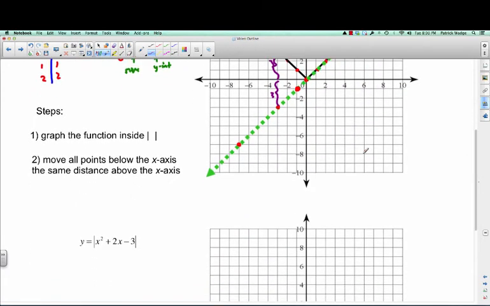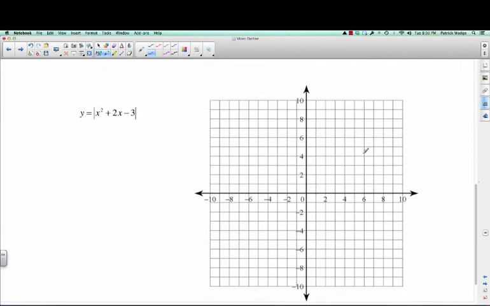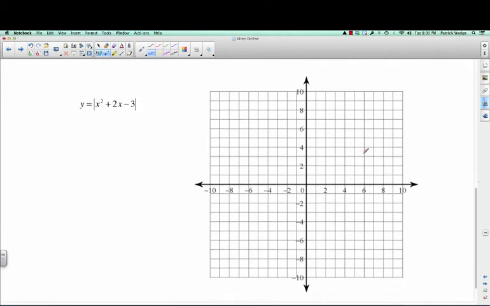Alright, let's try another one. y equals x squared plus 2x minus 3. So, first thing we're going to do is we're going to graph y equals x squared plus 2x minus 3 with no absolute value signs on it. Okay, what's this going to look like? You should know, look at this x squared. What's that going to make? It's going to make a parabola.